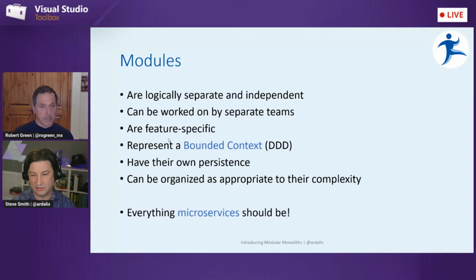They can be worked on by separate teams. They're feature specific. They should represent a bounded context, which is also true for a microservice. So if you're building microservices, each one of those generally is going to represent a bounded context. They have their own persistence. They can be organized appropriately. All the things that you would tick the boxes for microservices are also true for these modules that are living inside of your monolithic application.